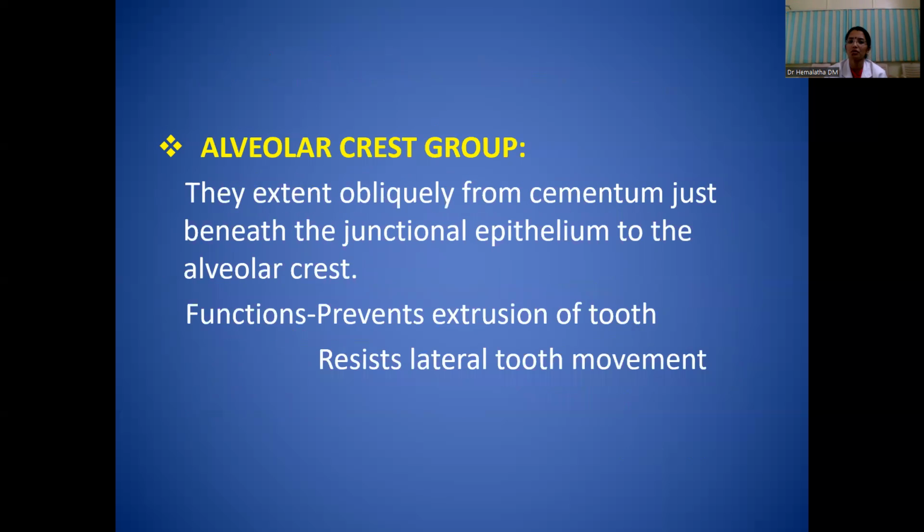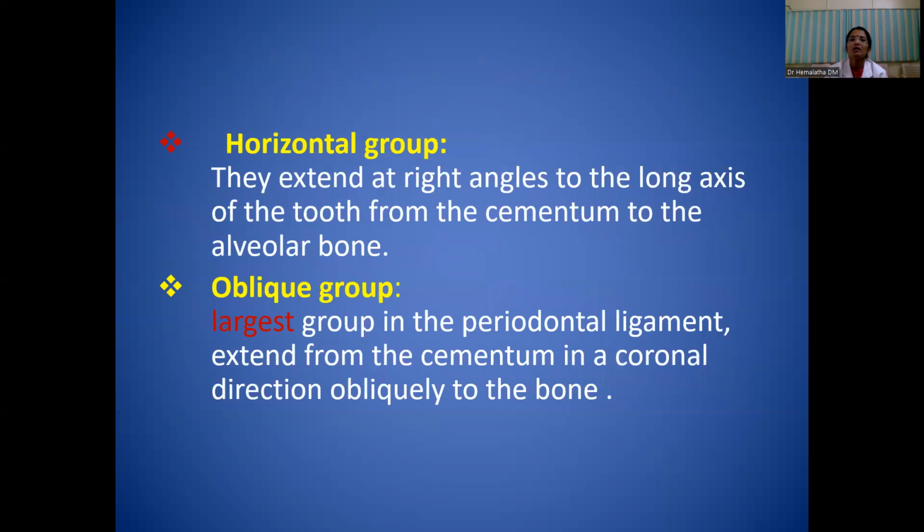Coming on to the alveolar crest group, they extend obliquely from the cementum just beneath the junctional epithelium to the alveolar crest. They function to prevent the extrusion of the tooth and resist lateral tooth movement. Coming on to the horizontal group, they extend at right angles to the long axis of the tooth from the cementum to the alveolar bone.